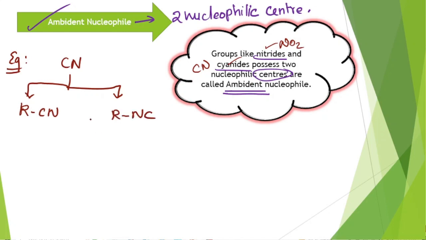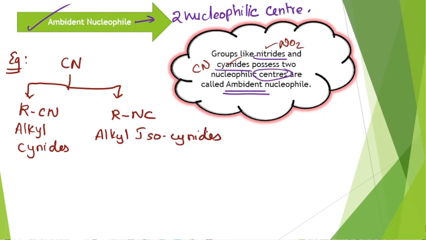See how much difference you have. This is called alkyl cyanides. Alkyl cyanides. This is called alkyl isocyanides. Alkyl isocyanides. See how much difference you have between the both. Clear? Next, another example let us look at.